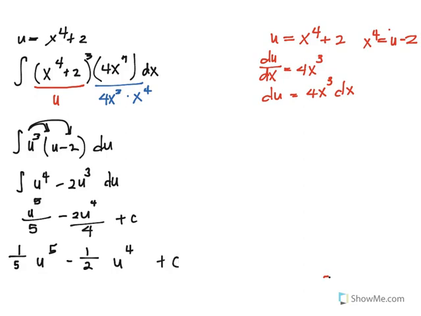But we know what u is. U is right here, x fourth plus 2. So now I'm going to replace u with that. I'm keeping my same powers, so it is 1/5 times (x fourth plus 2) to the power 5, minus 1/2 times (x fourth plus 2) to the power of 4, plus c. So that is our final answer. That's part A.